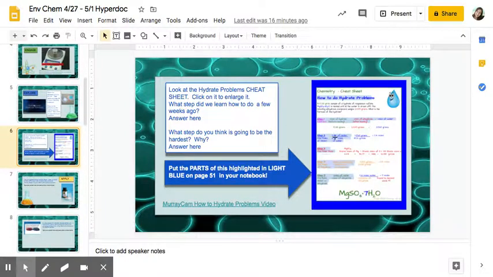Okay, this week I put your recipe, which is the part that's highlighted in blue, together with the example problem. So this will be your cheat sheet. You'll only copy the parts that were highlighted in blue in your notebook. And I actually gave you a video where I solved one of these problems and showed you how.